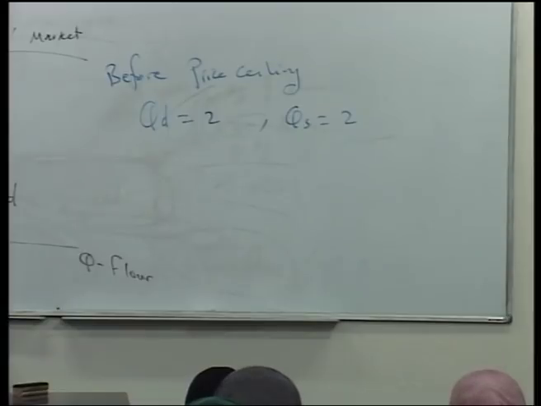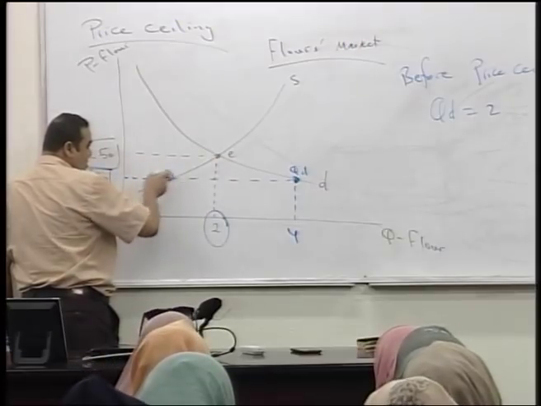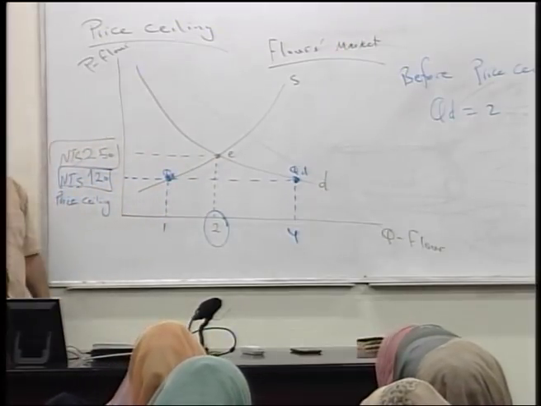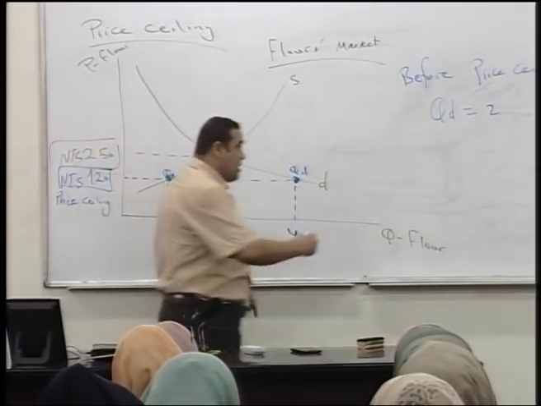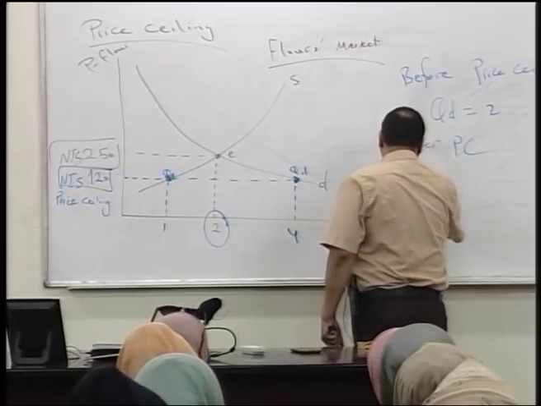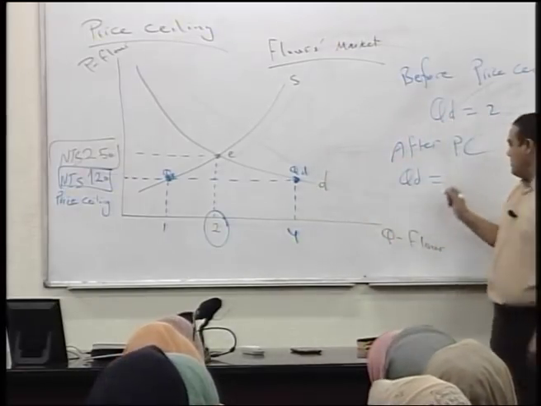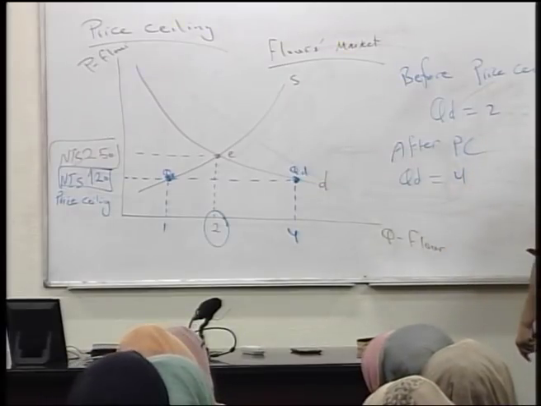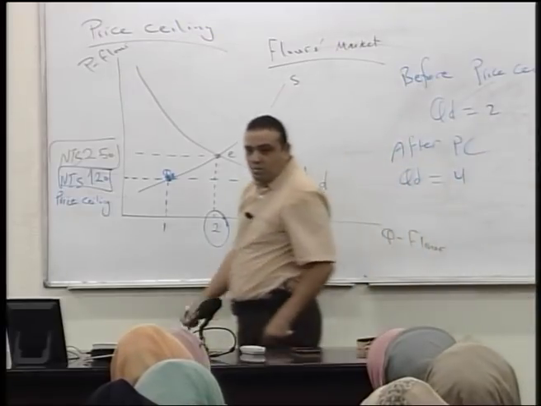Now, after setting a price ceiling here, the quantity demanded, the point that lies along the demand curve, is maybe 4 sacks of flour. The quantity supplied is the point that lies along the supply curve: 1 sack of flour. So after the price ceiling, the quantity demanded becomes how much? 4. And the quantity supplied equals 1 here.